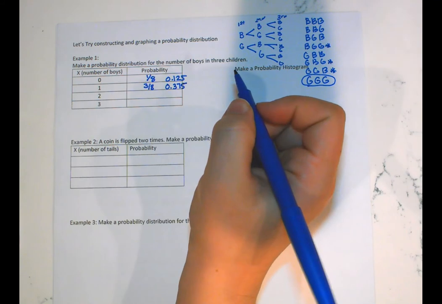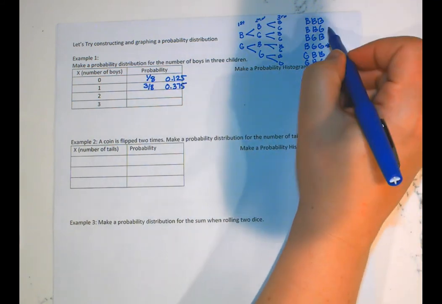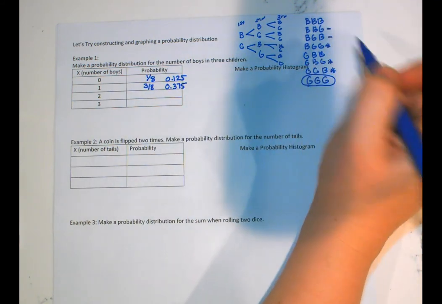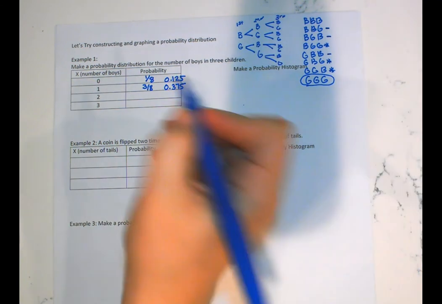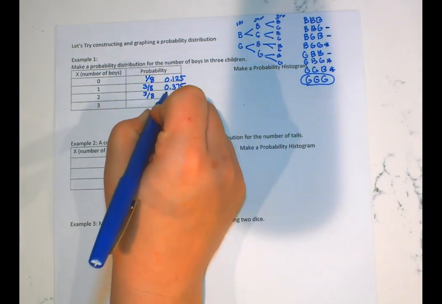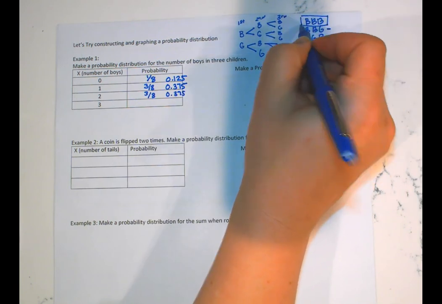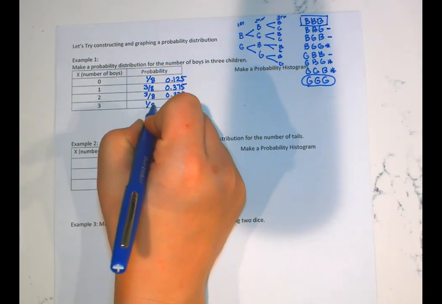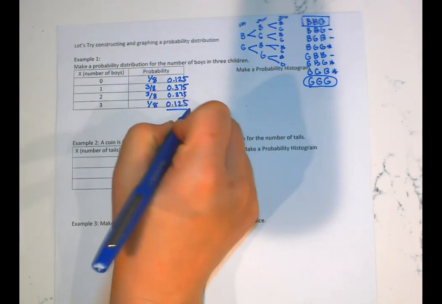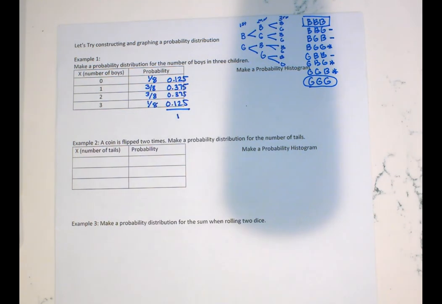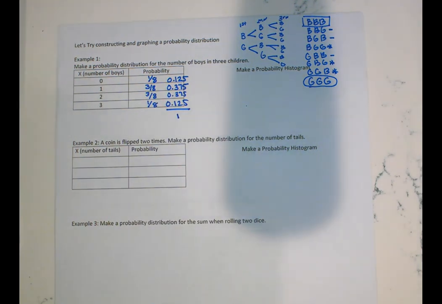Then if I look for my 2 boy options, this has 2 boys, this has 2 boys, and this has 2 boys. So it'd be another 3 out of 8, 0.375. And then the one where all 3 are boys would be 1 out of 8. And if we add these up, this equals 1, which is good because we talked about how our probability distributions should equal 1.